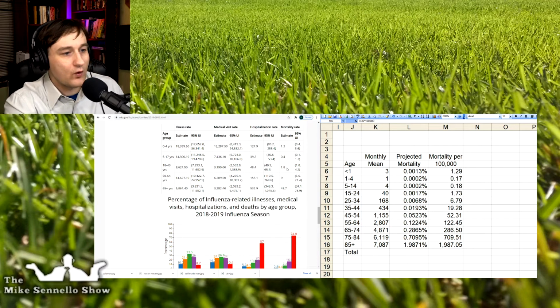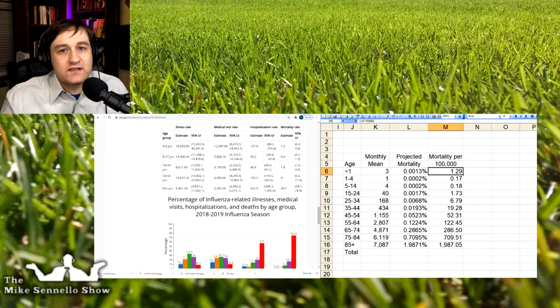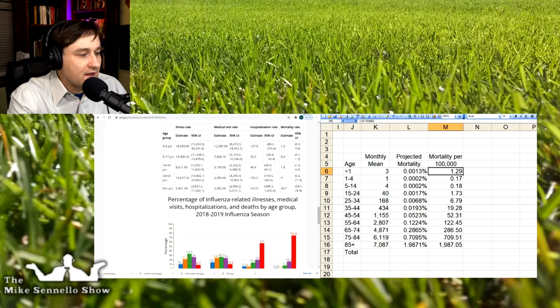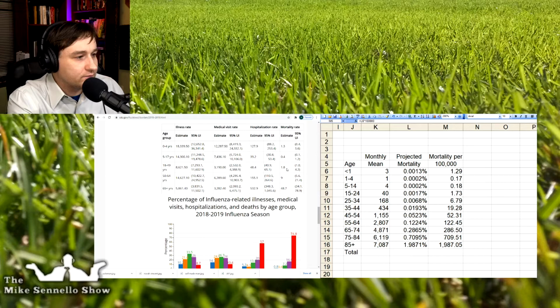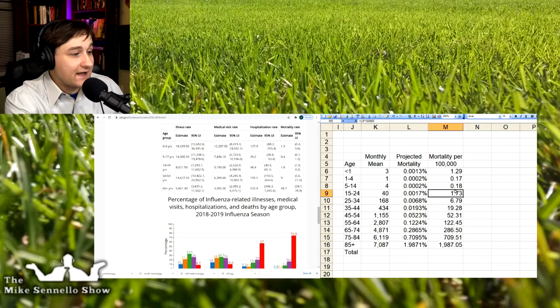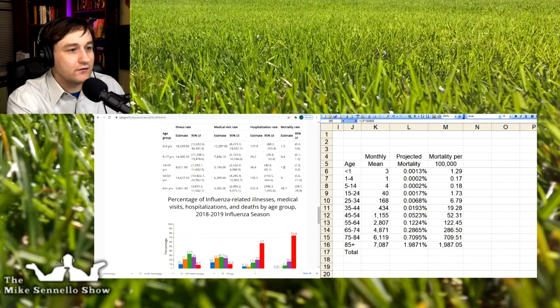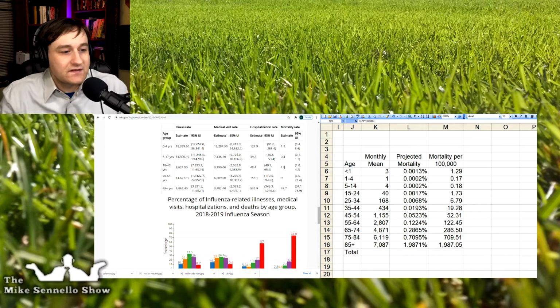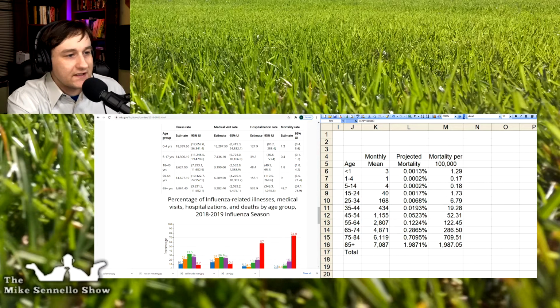18 to 49, 1.8. Now that's a huge age group, and I wish they could have broken this up into other age groups. But what we can do is say that that is clearly going to be much larger in the 18 to 49 group, because that includes 45 to 54, which is 52.31, and 35 to 44, which is 19.28. But in either case, what we're looking at from ages 15 to 24 is a mortality per 100,000 for the Big C of 1.73, which is below the mortality rate for the common flu for ages 18 to 49. And even the common flu seems to skew towards the elderly. And of course, probably towards infants in the beginning there, but in some degrees towards the elderly.